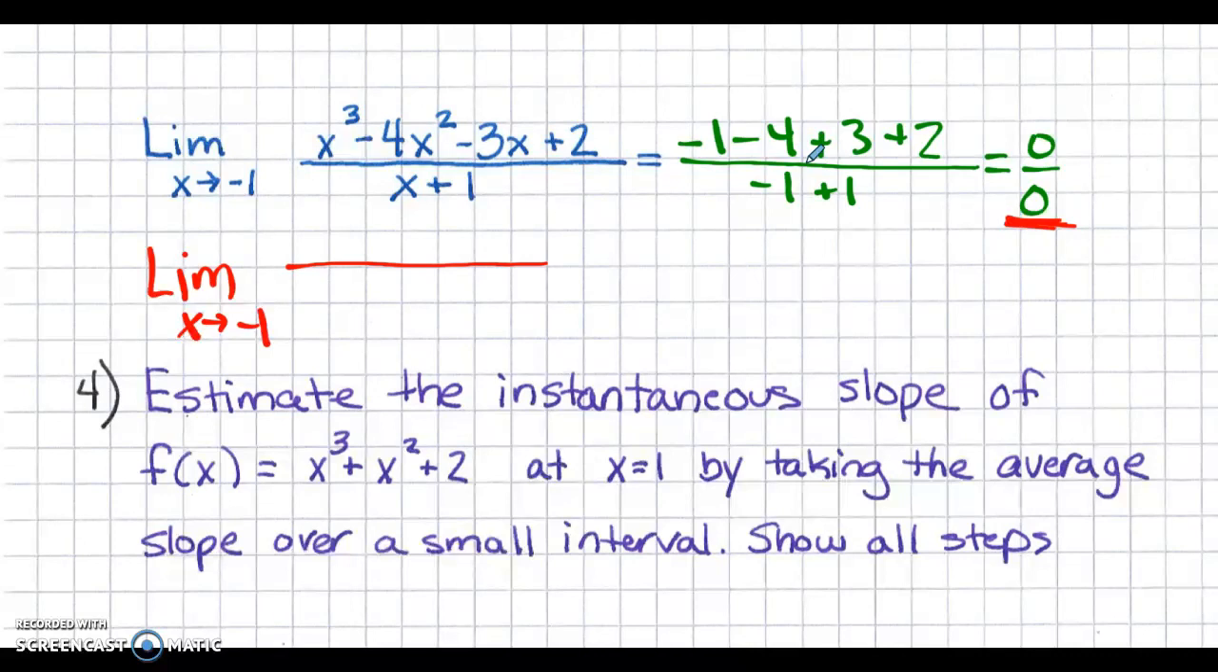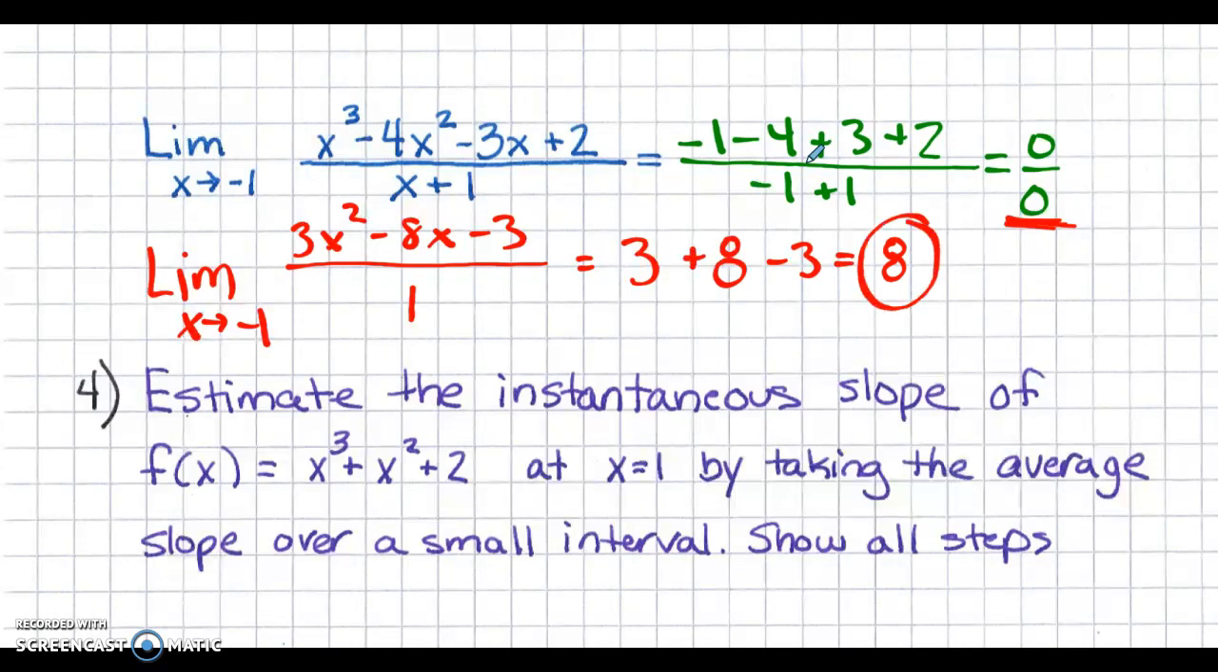So the limit is going to be 3x squared minus 8x minus 3 over 1. And if I substitute in my -1 right now, I get 3 plus 8 minus 3 equals 8. So I end up getting the correct answer on that. You can put a star on this. It's nothing you need to remember now. We're going to visit it next year as we work on more problems.